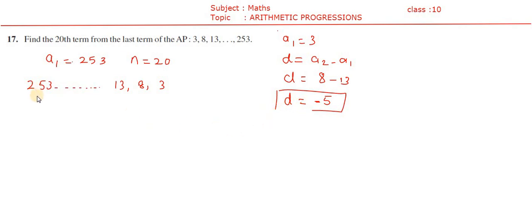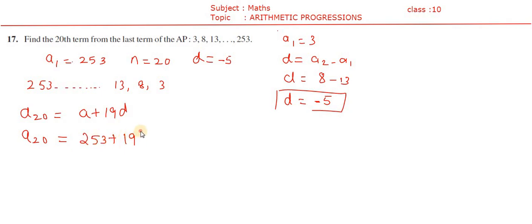Okay, so now it is easy. Why? Because we know d, n and a. You need to find the 20th term. So we know that a20 is equal to a plus 19d. Therefore a20 is equal to 253 plus 19 times the d value, minus 5. Now simplify this. So what will you get? 253 minus 19 times 5. So what is 19 times 5? It's nothing but 95. So here a20 is equal to 253 minus 95, which is equal to 158. Plus times minus is minus. So a20 is equal to 158.